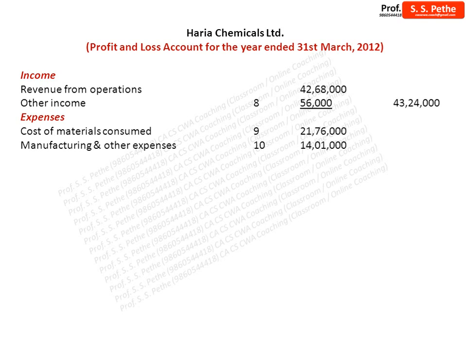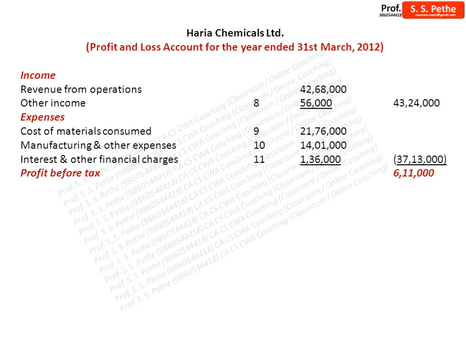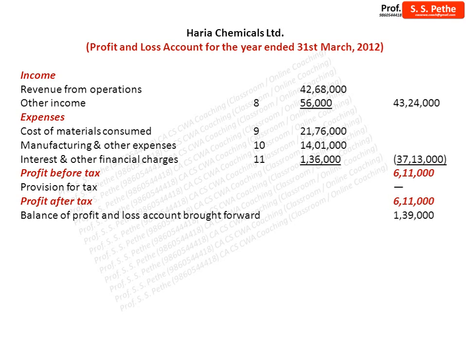Expenses, cost of material consumed, note number 9. Manufacturing other expenses, interest and other financial charges. So the expenses column comes to 37,13,000. So profit before tax comes 6,11,000. Provision for tax nil. No provision is given and there is no information about provisions to be made, so it is nil. Profit after tax is 6,11,000.